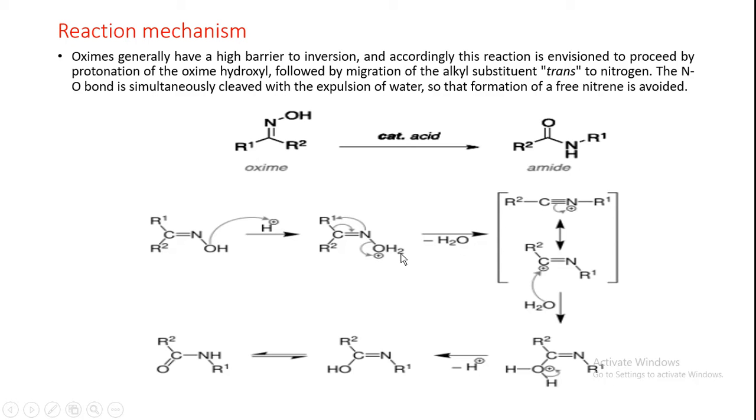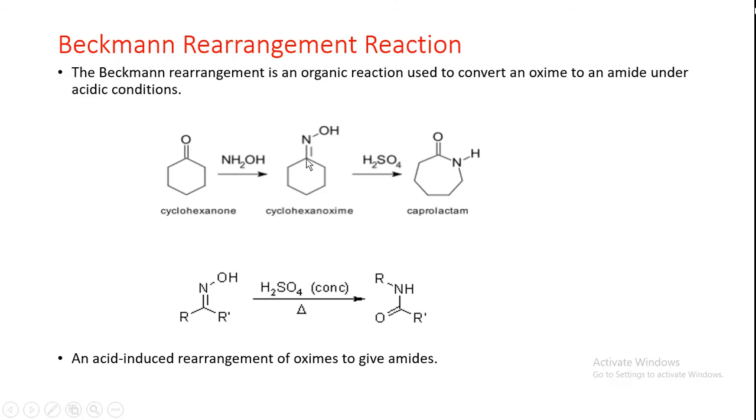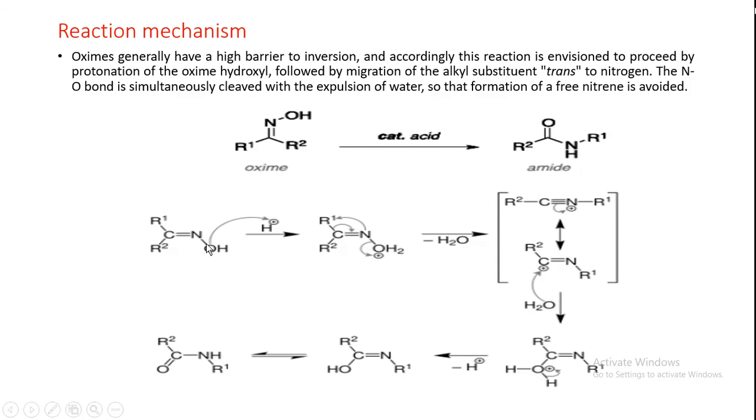Okay, clipped with the expulsion of water, so that formation of free nitrogen is avoided. Okay, so that will avoid the formation of free nitrogen. So here you see this is the reaction, acid catalyzed H2SO4, so R C double bond NOH. So in this step you see R C double bond NOH, that is oxime, so this is oxime NOH.